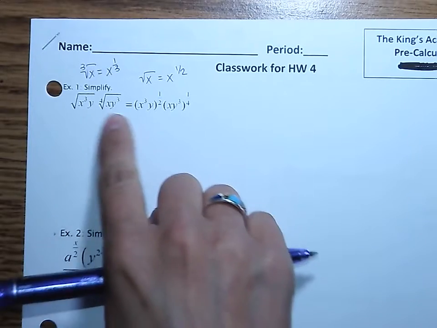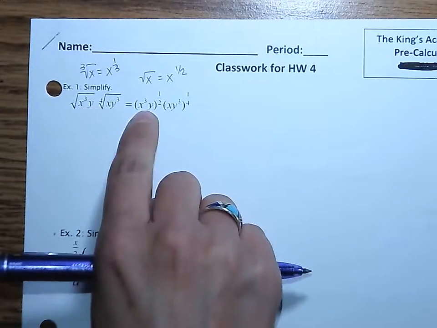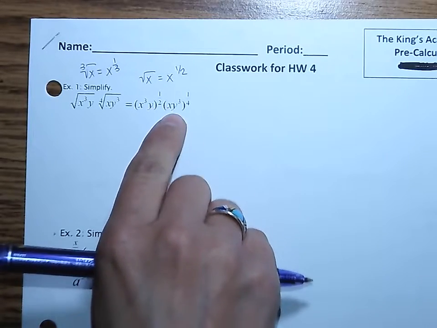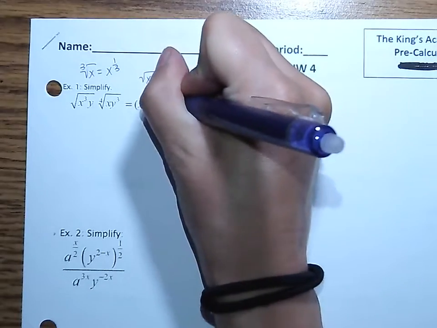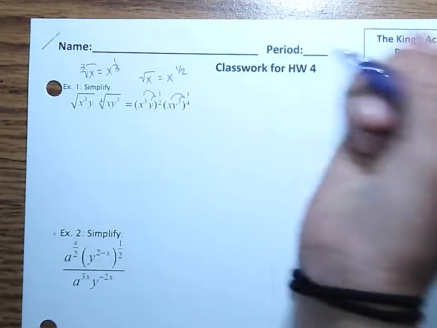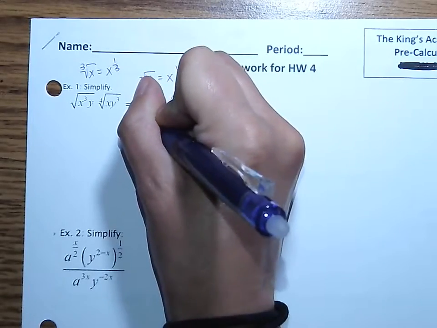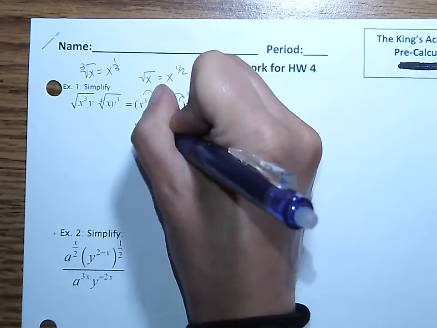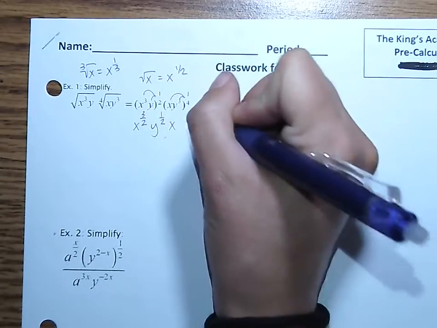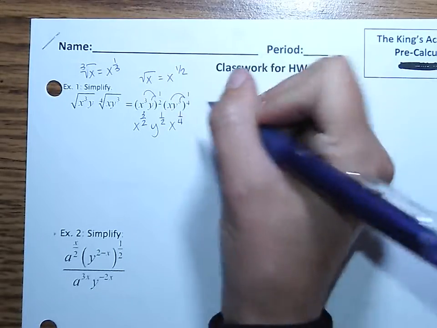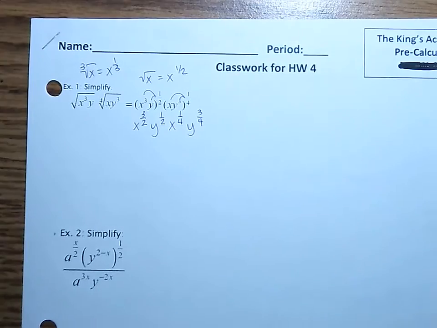For this first example, I went ahead and changed it for us. x cubed times y, quantity raised to the 1/2. Same for this one, except we're raising it to the 1/4. So we want to take this and distribute. This is going to become x to the 3 times 1/2, which is 3/2. y, 1 times 1/2 is just 1/2. x to the 1/4, and y, 3 times 1 is 3, and then fourths.